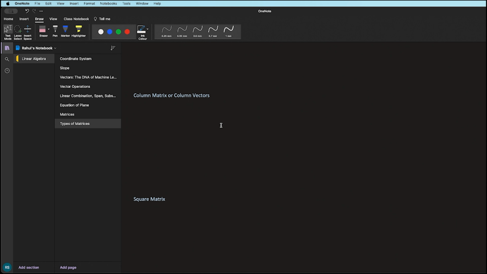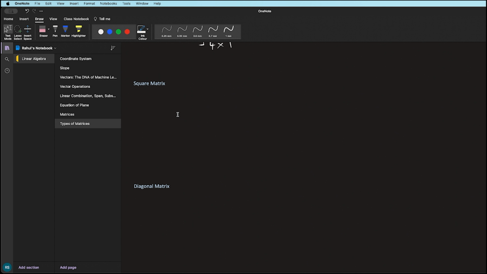Now coming to the column matrix. I can write the column matrix as 1, 2, 3, 4, and it will have 4 rows but a single column. So you can say that it is the vice versa of the row matrix. In the column matrix, the number of columns is always limited to only one, but it can have multiple rows. The shape of this matrix is 4 cross 1, and I can also call it a column vector or the column matrix.